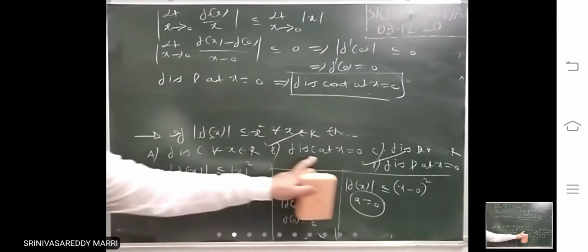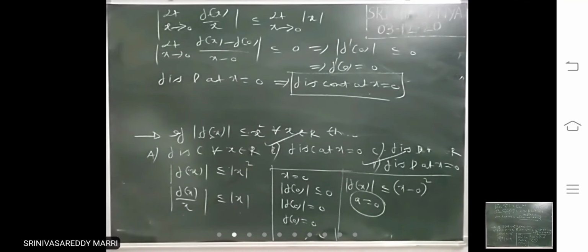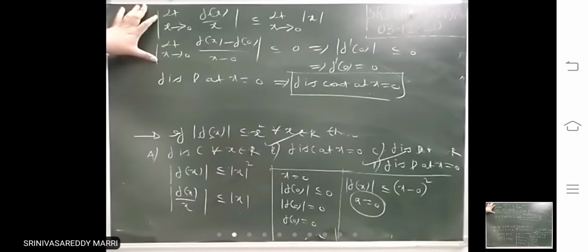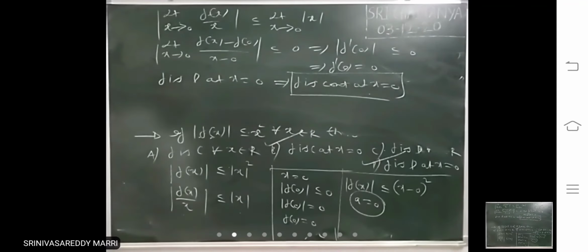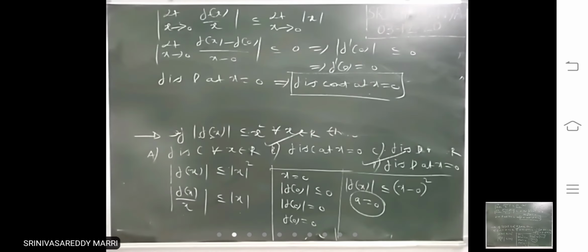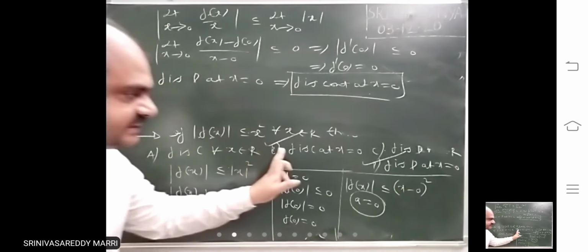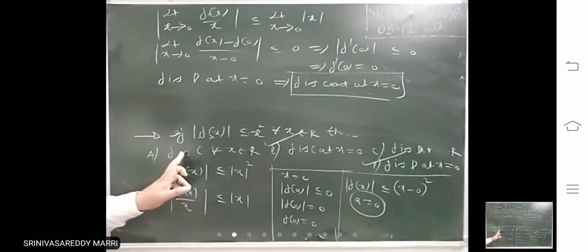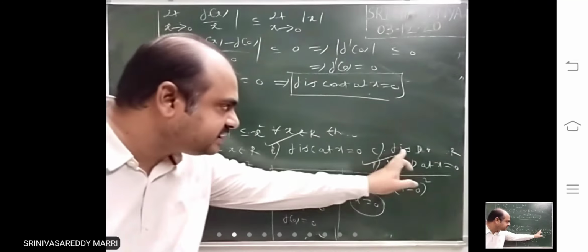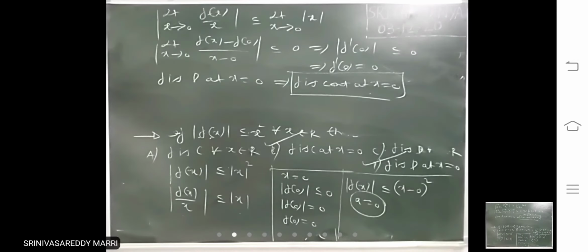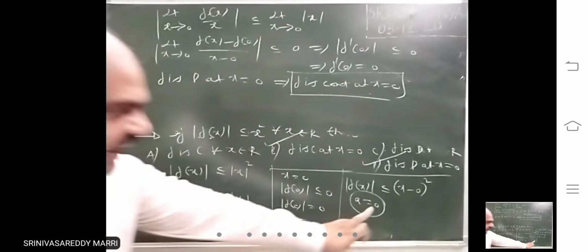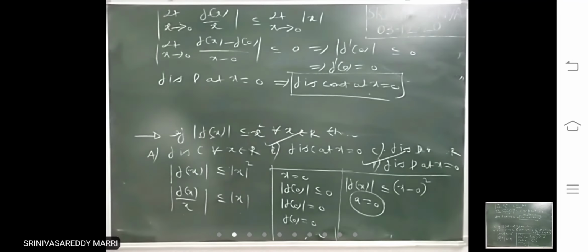From this given condition we can say that at 0 it is 0. For the remaining points we are unable to say anything using this condition. So only at a single point can you say this. You cannot say whether it is continuous or differentiable for the remaining numbers. But at that point a, it will be continuous and differentiable. Remember this theorem.